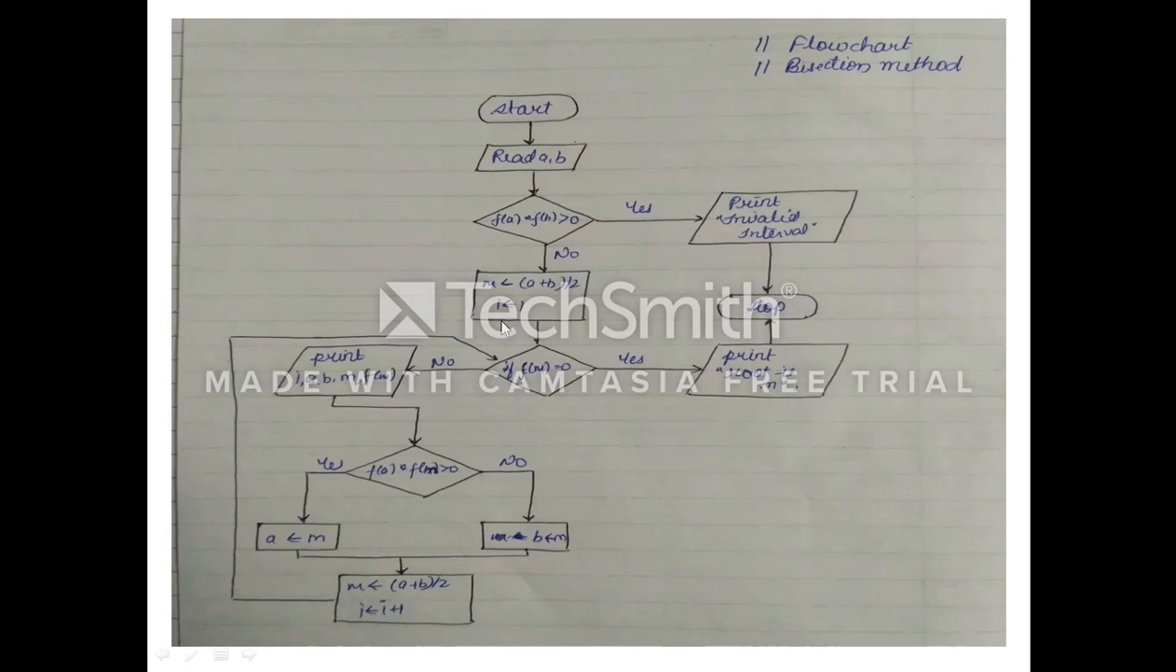Here i is acting as a counter. Now we have to find f of m. If f of m equals 0, then it means that m is the root of the equation.